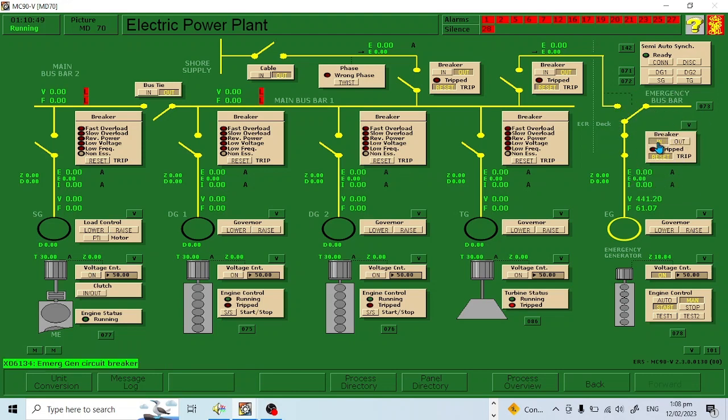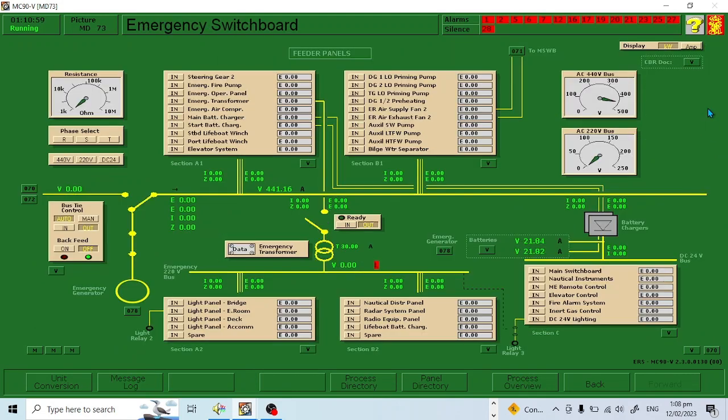Again, try. So as you can see now, the emergency generator is supplying now our emergency bus bar, and to go to the emergency bus bar, we are going to press this 73. So after that, we are being redirected to emergency switchboard. So in here, we will explain why this generator is being called emergency switchboard. This is your emergency generator now connected to your emergency bus bar.